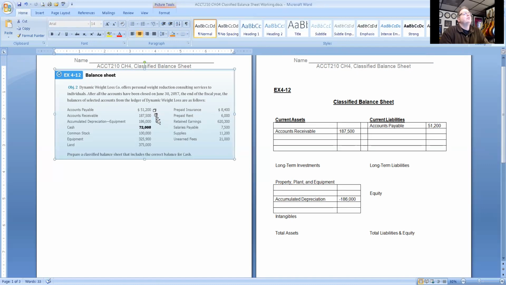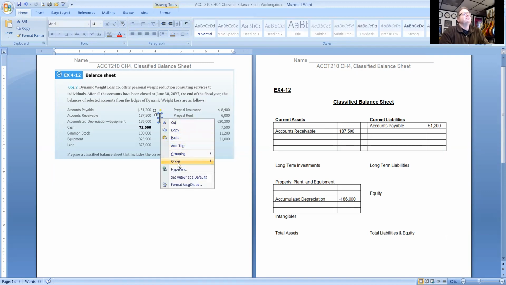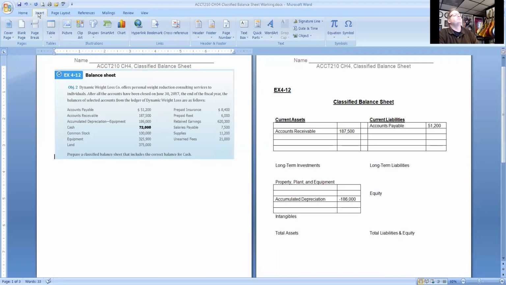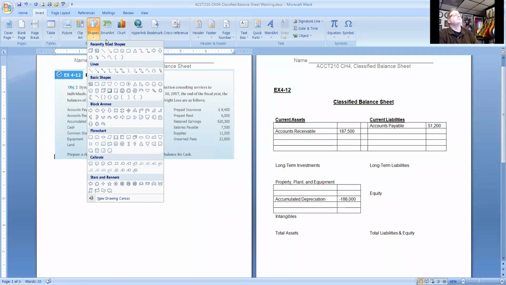Cash. Okay, the cubes are not working out. I've come to the conclusion I don't like the cubes. Where's the cash going to go? Current assets. Yep. So current assets will be those that are used within 1 year or turn into cash within 1 year, and cash is already there.